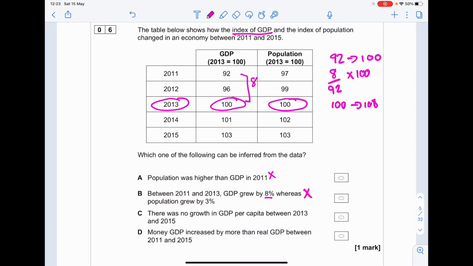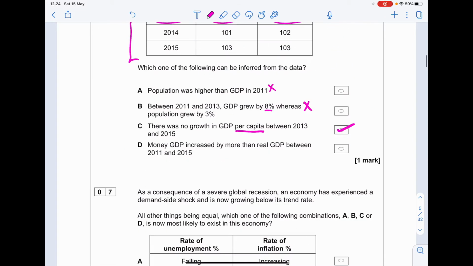C, there was no growth in GDP per capita between 2013 and 2015. So per capita means per person. Now these numbers are just GDP. So what's happened from 2013 to 2015, GDP has gone up by 3%, but your population's also gone up by 3%. So you'd expect GDP to go up if population has gone up. So because they've both gone up by the same amount, that means there's no growth at all, because your GDP has gone up, but you've got to share it now between more people. So that is the correct answer.